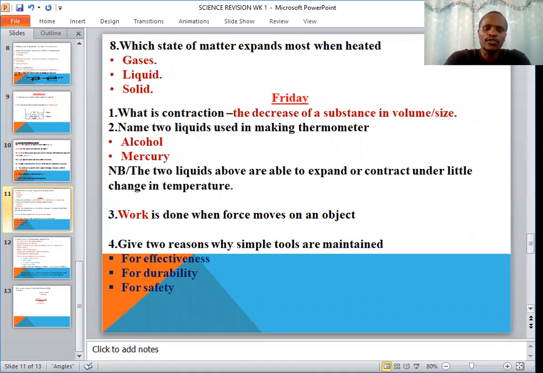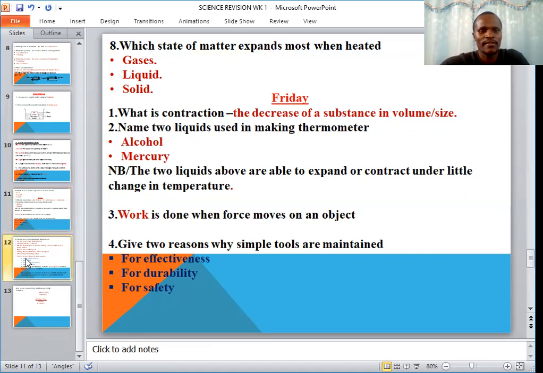Number 4, give 2 reasons why simple tools are maintained. Why do we need to maintain our simple tools? One, for effectiveness, or for them to work effectively. For durability, meaning for them to last longer, and also for safety. Safety to who? Safety for the people that are around. So we have to maintain them for effectiveness, for durability, and for safety.